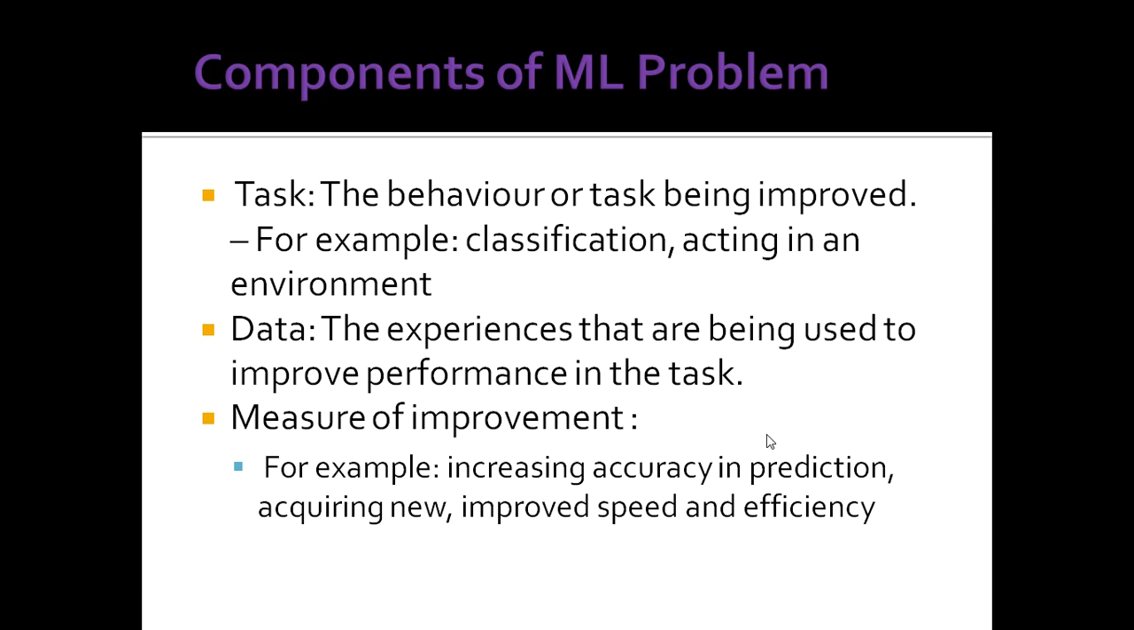Classify means either the loan is safe, giving a loan to that person is safe, or it is risky. So how will the manager decide this? He will take the decision based on his previous experiences. That is the data, the experiences that are being used to improve performance in the task. The more experience the manager has, the better decision he can take. And what will be the measure of improvement? Increasing accuracy in prediction.